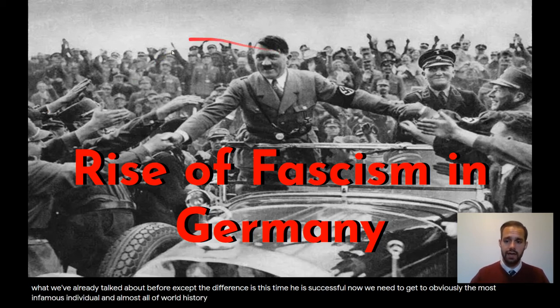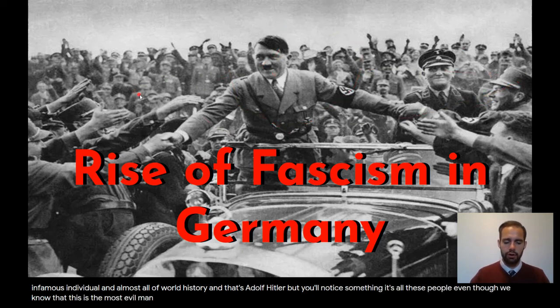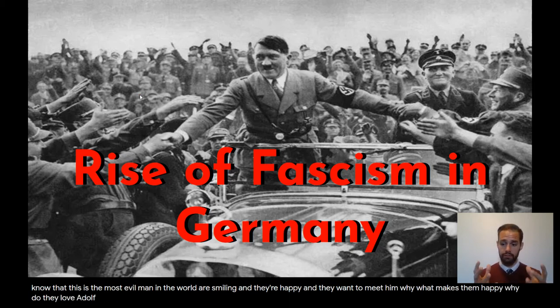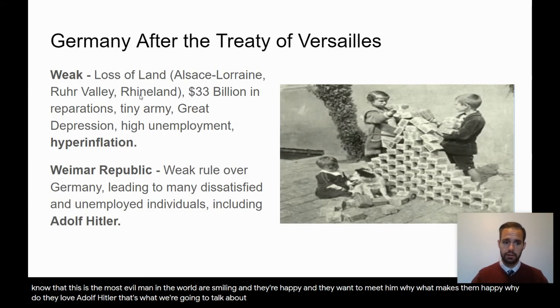Now we need to get to obviously the most infamous individual in almost all of world history, and that's Adolf Hitler. But you'll notice something. All of these people, even though we know that this is the most evil man in the world, are smiling and they're happy and they want to meet him. Why? What makes them happy? Why do they love Adolf Hitler? And that's what we're going to talk about right here.